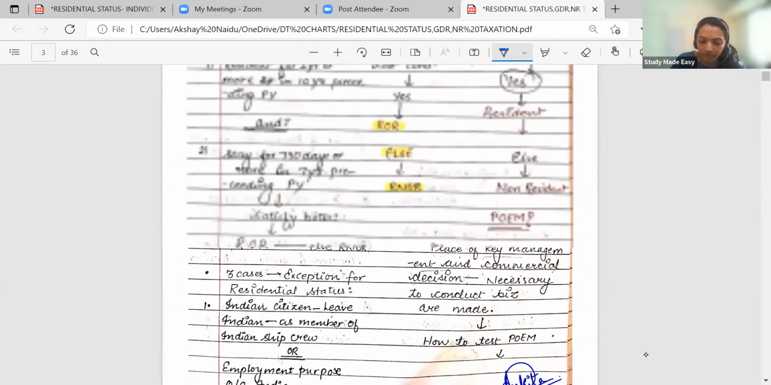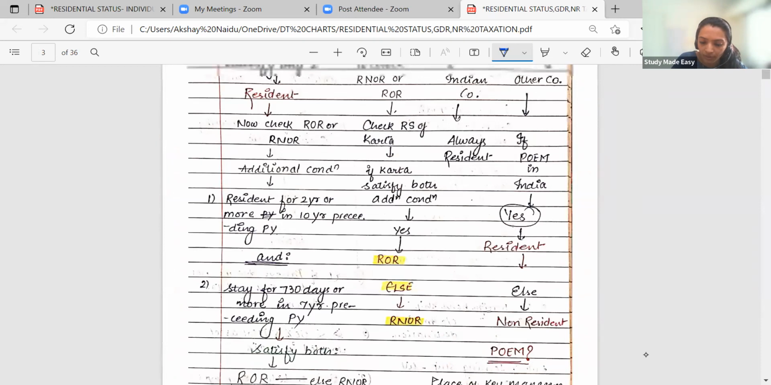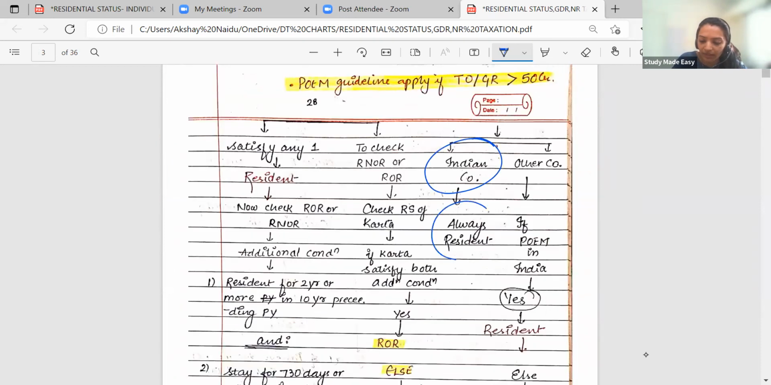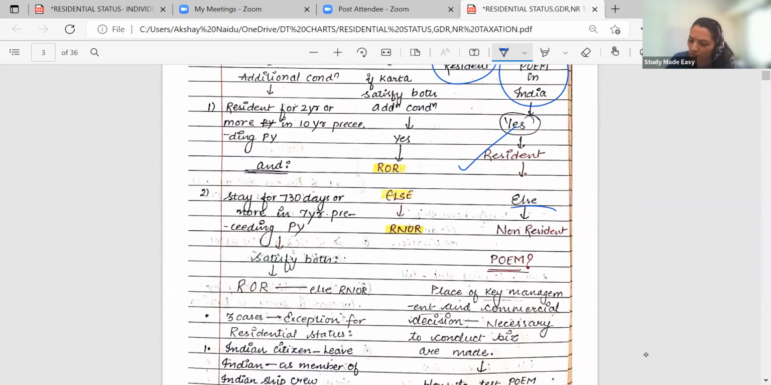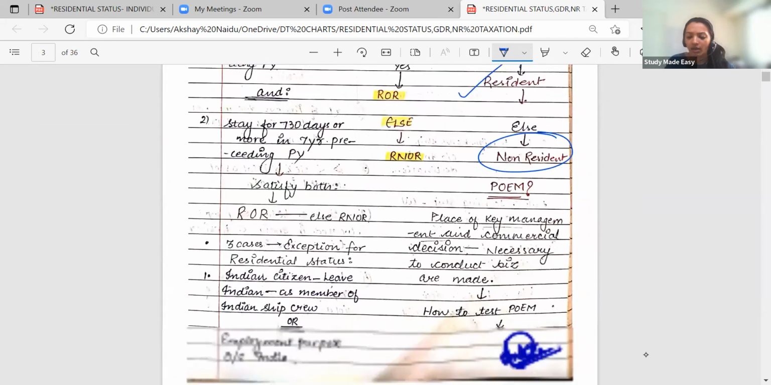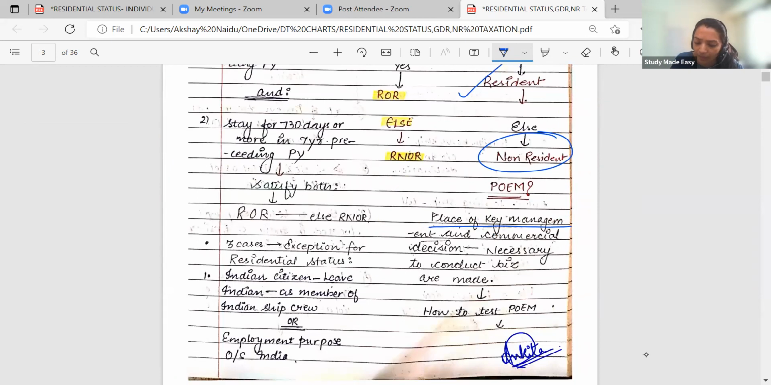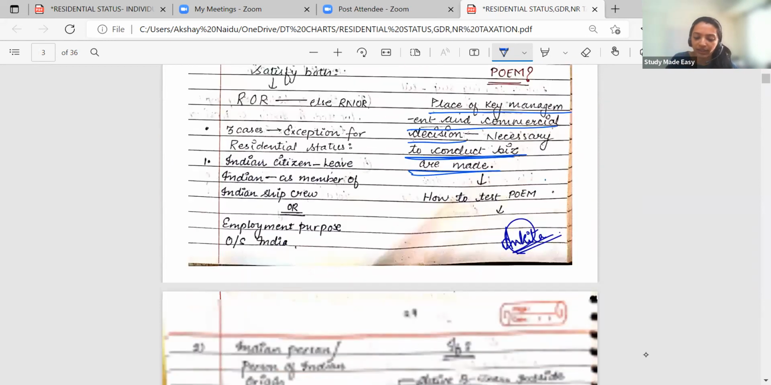First of all, company. If it is an Indian company, it is always resident. For any other company, I have to check the concept of POEM. If POEM is in India, it would be resident, and if POEM is not in India, it would be non-resident. What is POEM? Place of effective management: the place of key management and commercial decisions, that is, decisions necessary to conduct the business, has to be checked.